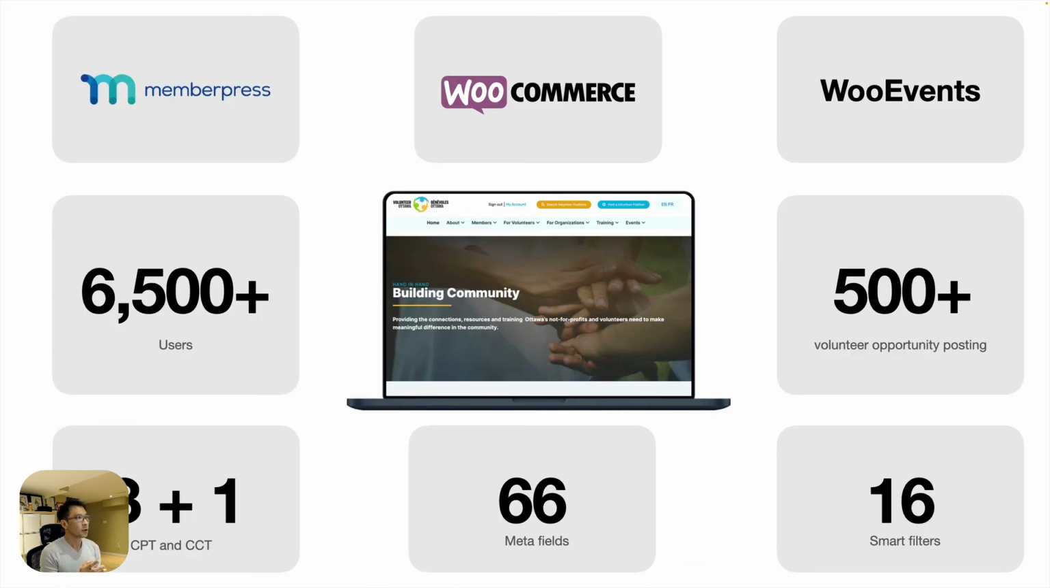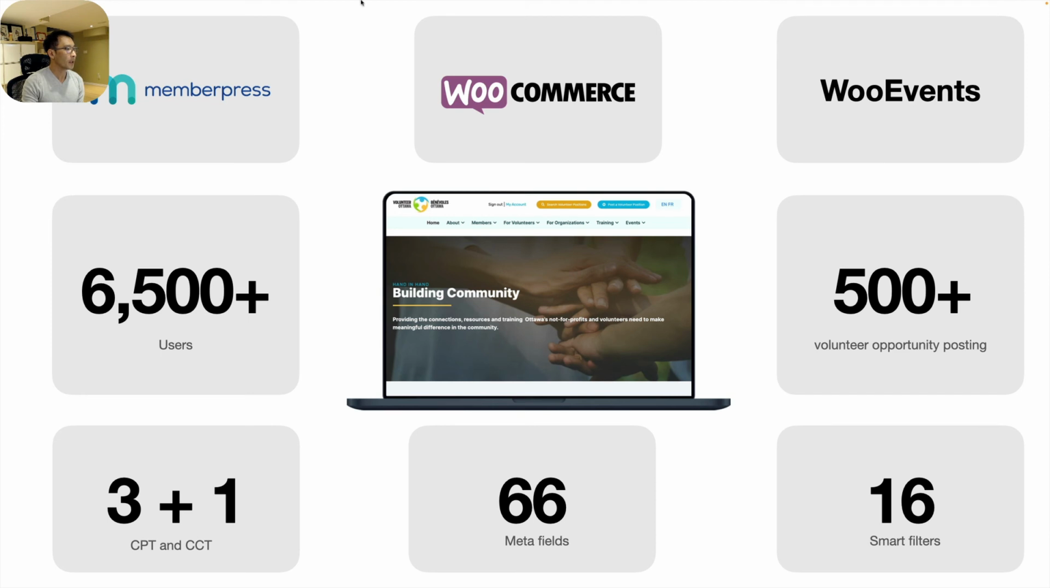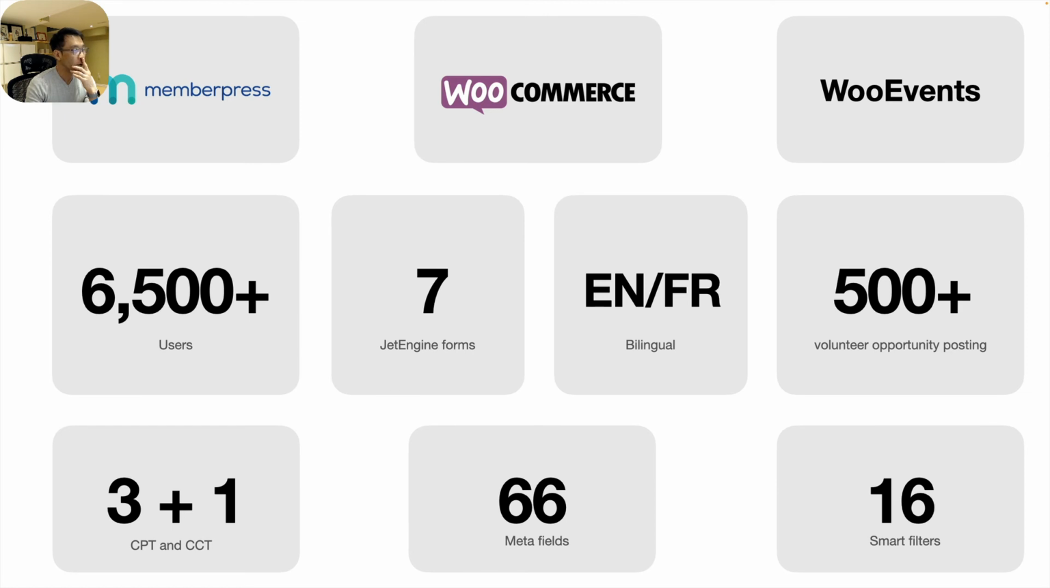All right. Another thing is, we had 3 CPT and 1 CCT, and the total is 66 meta fields. That's kind of crazy. And even the smart filters, we got 16. And also we had to build 7 Jet Engine forms. And this is a bilingual website, English and French, because in Canada, for most organizations, that's a requirement.